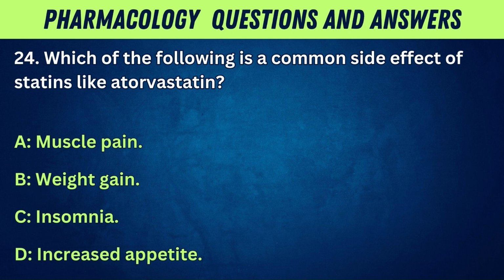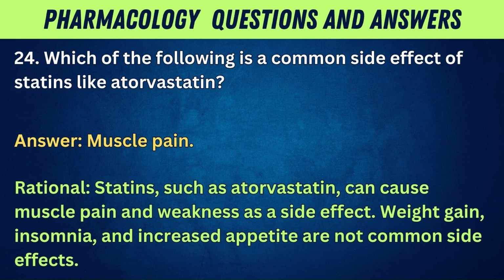24. Which of the following is a common side effect of statins like atorvastatin? A. Muscle pain. B. Weight gain. C. Insomnia. D. Increased appetite. Answer: muscle pain. Rationale: statins, such as atorvastatin, can cause muscle pain and weakness as a side effect.